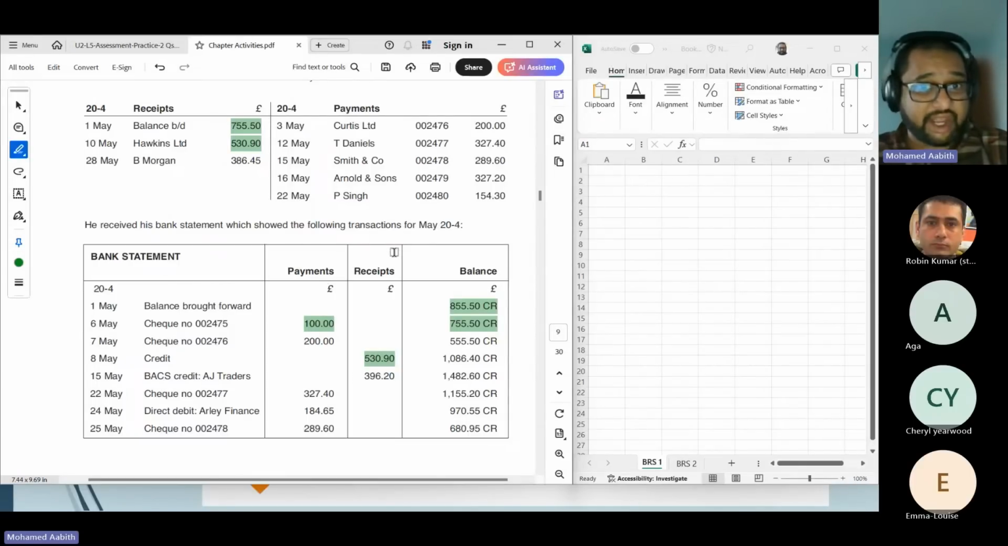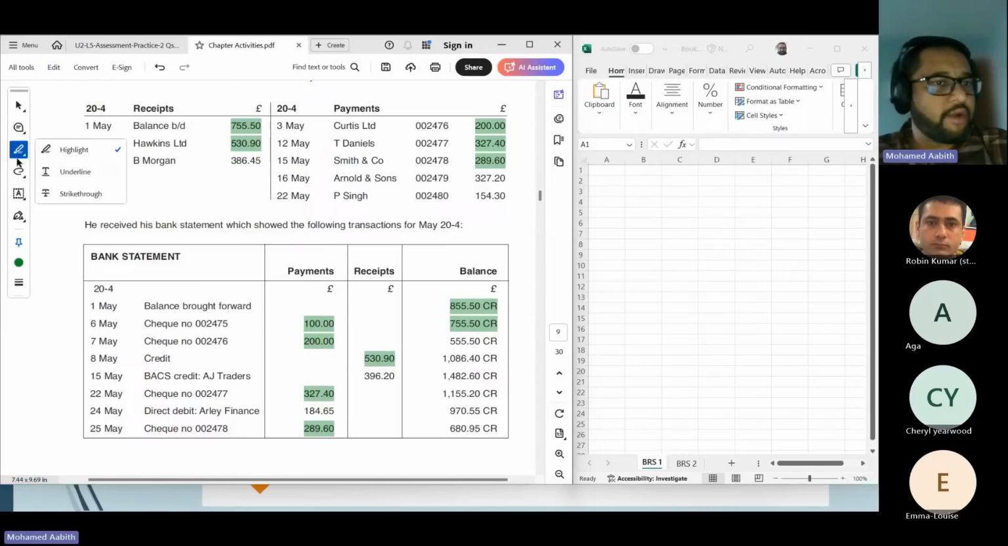So let's look at the credit side now on the cash book. 2476, the check number here, yeah, that is here, and I'm going to highlight that one. And then what else we have after that? 2477, 327 pound 40. Yep, we have that as well. 2478, 289 pound 60. I also have that one. Okay, but then if you look at these two, they are not shown up here. 327.20, 154.30, they're both not showing up there. And then also, sorry, this one, B Morgan, that is also not showing up there.